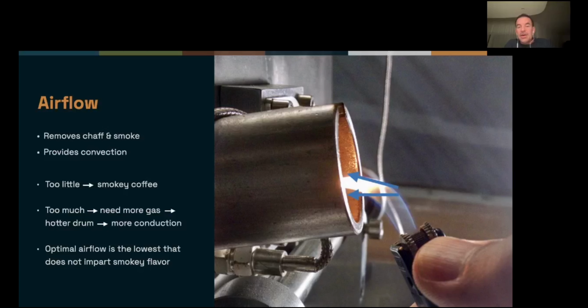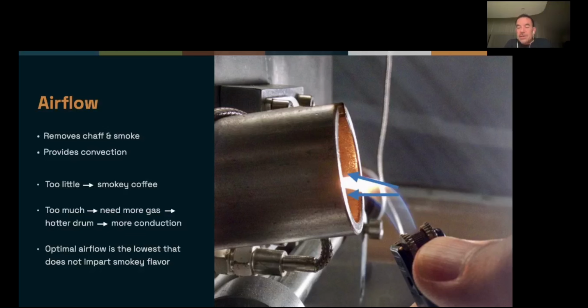And that larger flame is going to make the drum surface hotter. So what happens when the airflow is too high is that you get more conduction, and that makes inner bean development a little bit more difficult to achieve, and it makes the coffee potentially taste a bit roastier if the drum surface gets too hot.